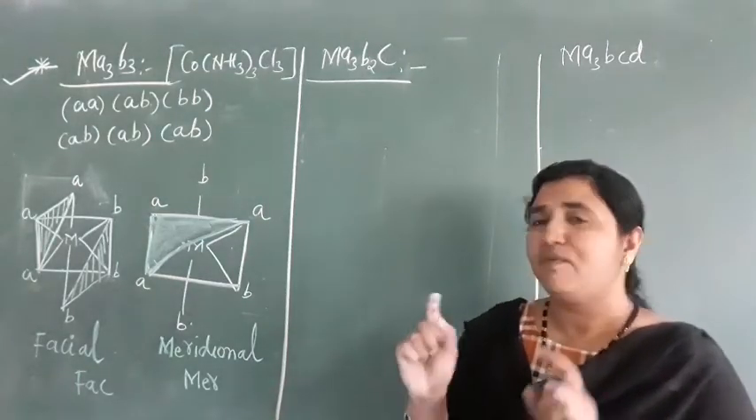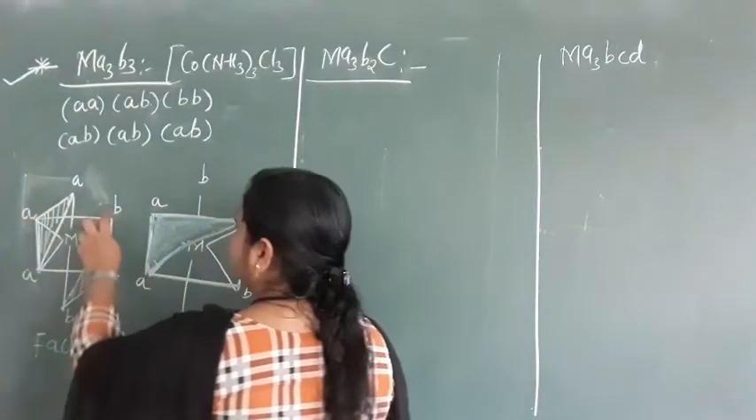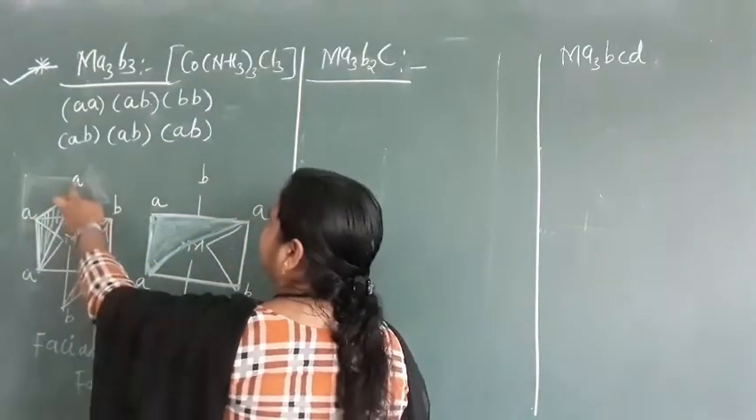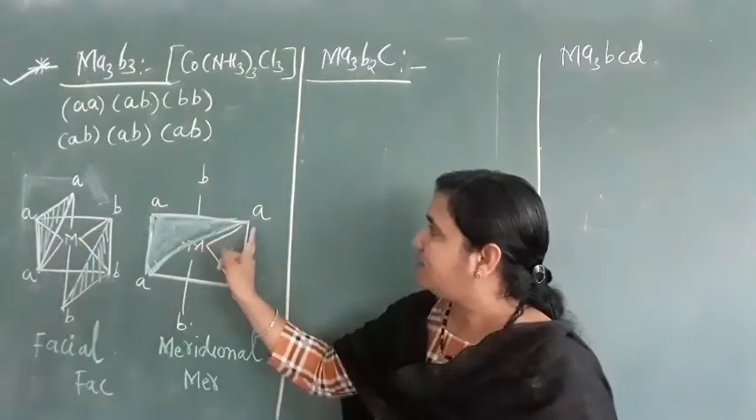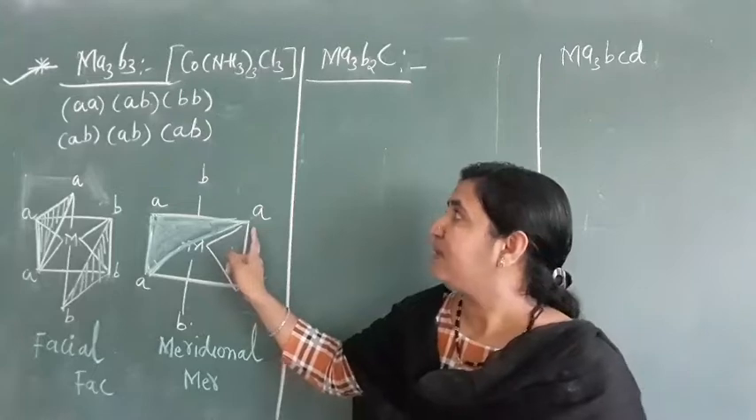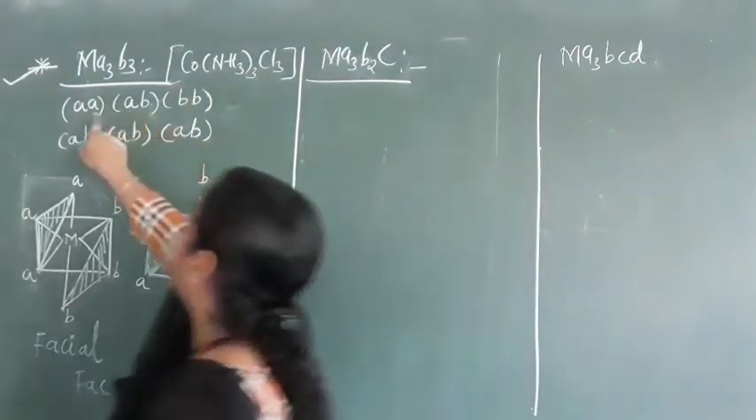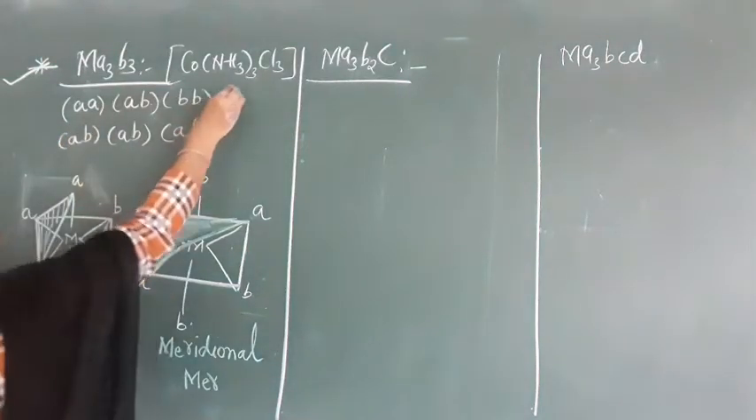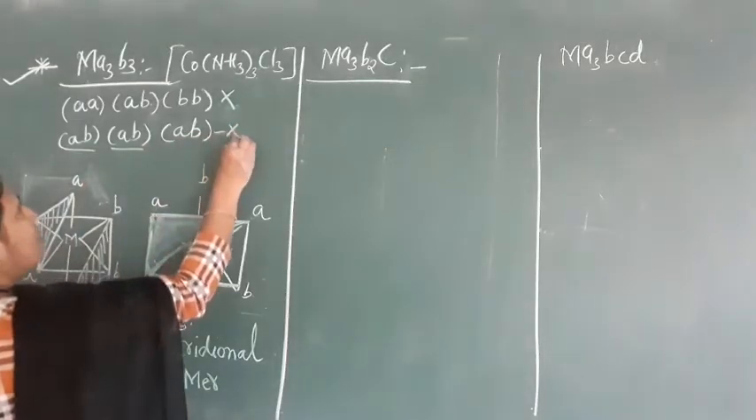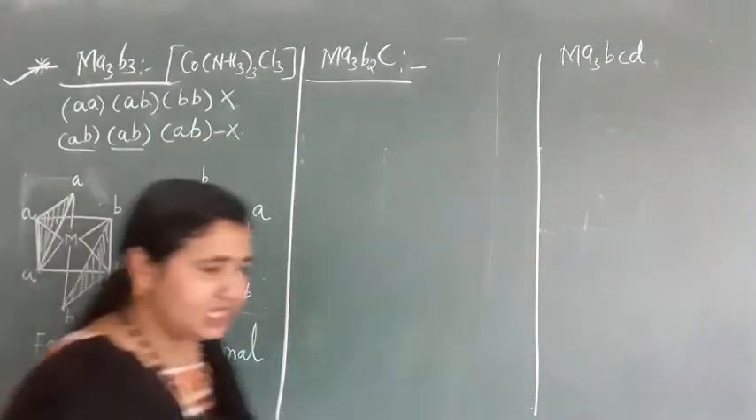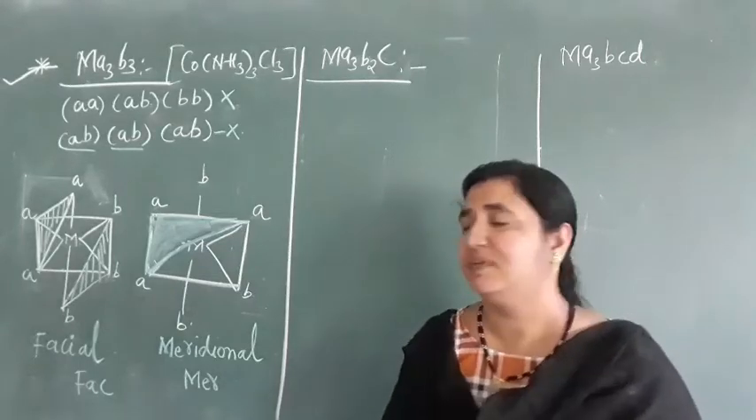How do we draw it? First draw all the 3A in cis position and the 3B in cis position. Then flip A and B above, and we get a different structure. But they are optically inactive. Why? In the first we have AA type, so it is optically inactive. In the second we have 2AB, so it is also optically inactive. So Ma3B3 has only two geometrical isomerism, no optical isomerism.